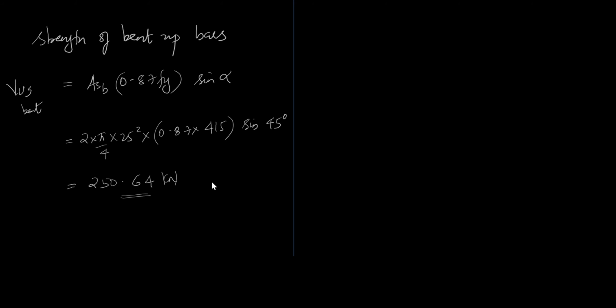Now suppose it is given that you are using 500 grade steel. Even if you are taking 500 grade steel, you should restrict the value while designing to 415. That is, the code doesn't recommend higher grade of steel for shear design. As the grade of steel increases, the carbon content also increases, and as a result, it becomes more brittle.